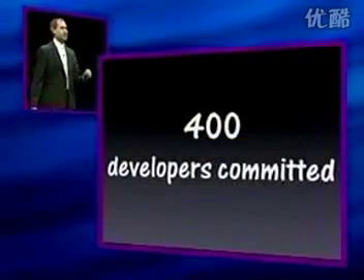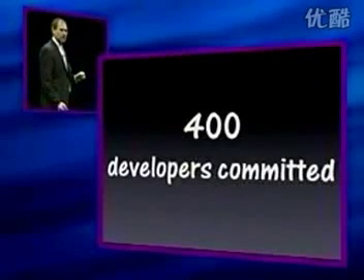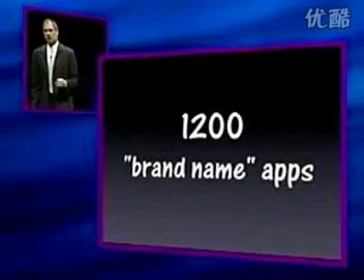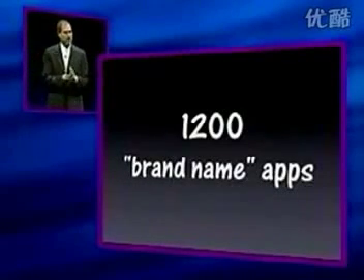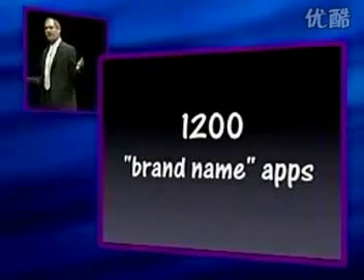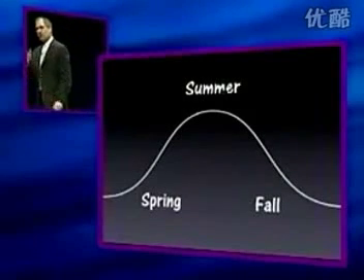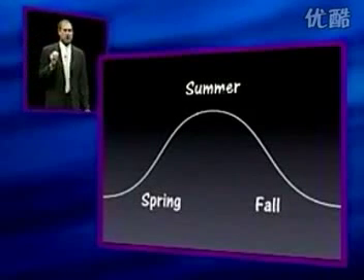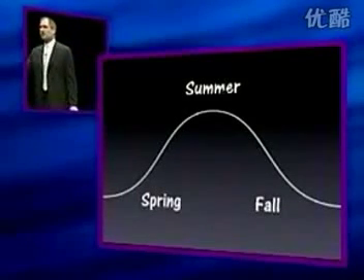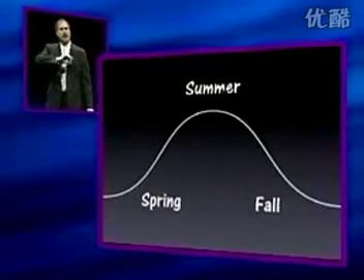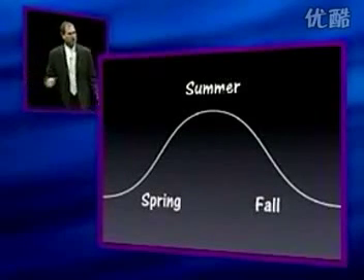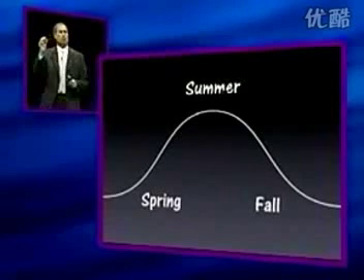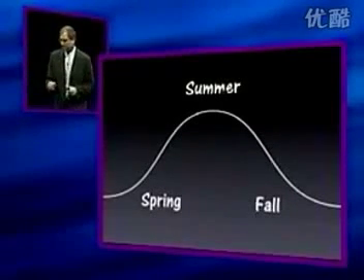We have 400 committed developers worldwide. That represents over 1,200 brand name applications committed for Carbon and Cocoa. When will they come? They will come starting this spring. And they will build, and most of them will come out this summer, with some laggards in the fall. And so it's going to take us all year to get all the applications out for Mac OS X. But the majority of them will be coming out this summer.